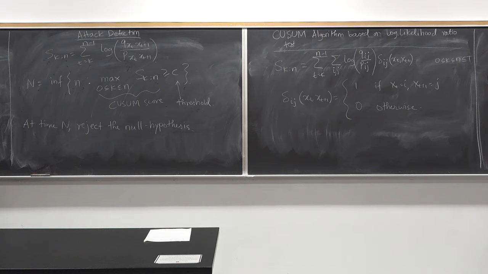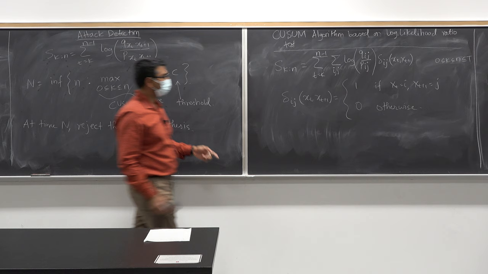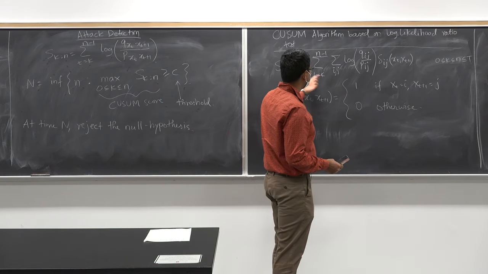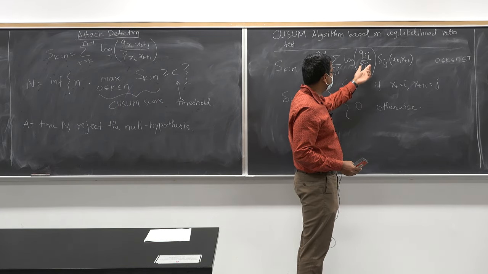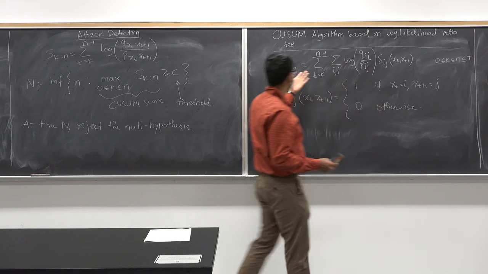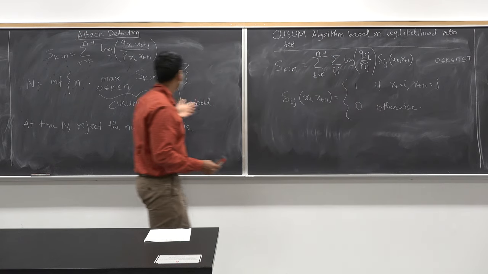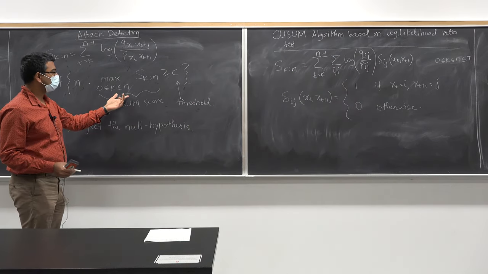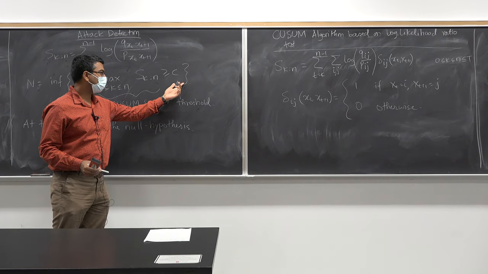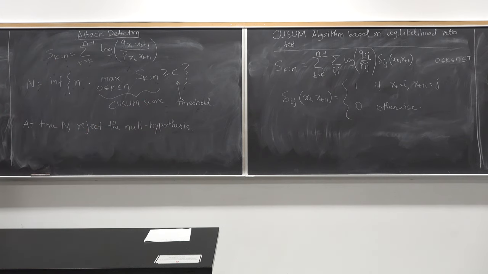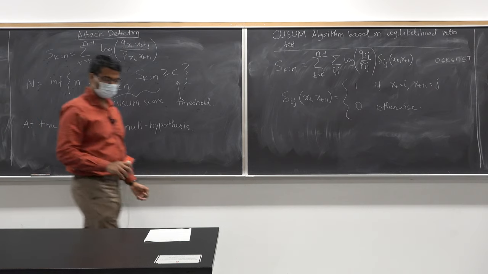So all well and good in this case. You know the post-attack situation, you know the pre-attack situation, you have set up the test statistic, you have looked at the CUSUM score, you have appropriately tuned the threshold, and at time n, whenever it's reached, you can reject the null hypothesis. Hopefully it will never be reached, and the system will be working normally, and you won't raise any alarms in the process.